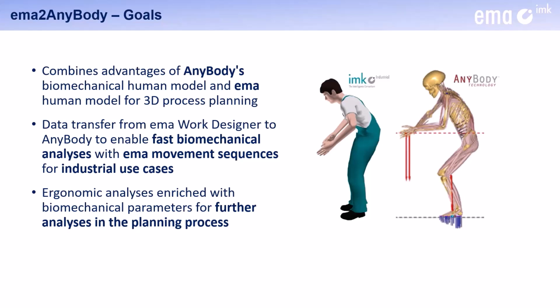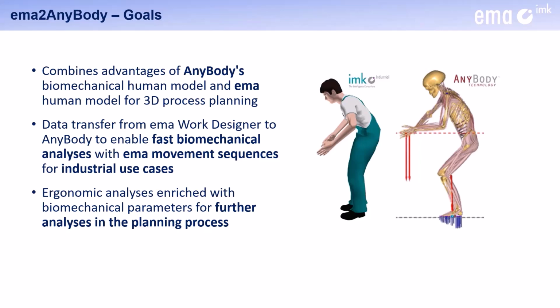But we have different other options. One of the parts in the Digital Ergonomics research project, and in the research projects before, was to combine the advantages of biomechanical simulation and 3D process planning in an interface between AnyBody's biomechanical human model and EMA Work Designer. It means a data transfer where our EMA digital human model is entered into EMA Work Designer, enabling fast biomechanical analysis with EMA movement sequences for industrial use cases.